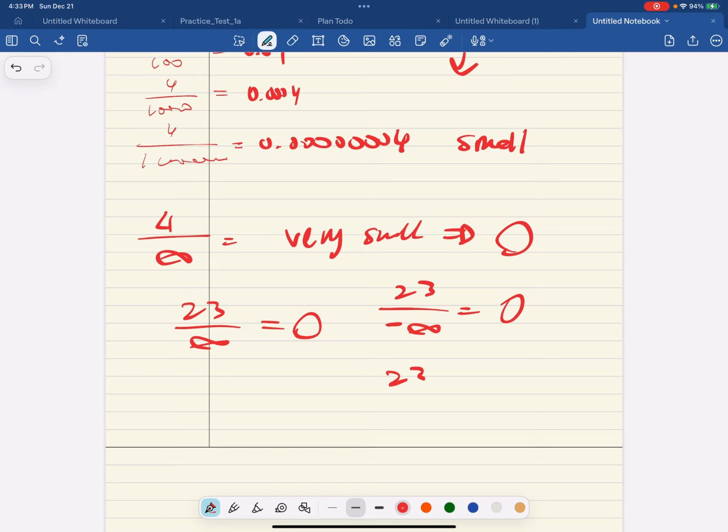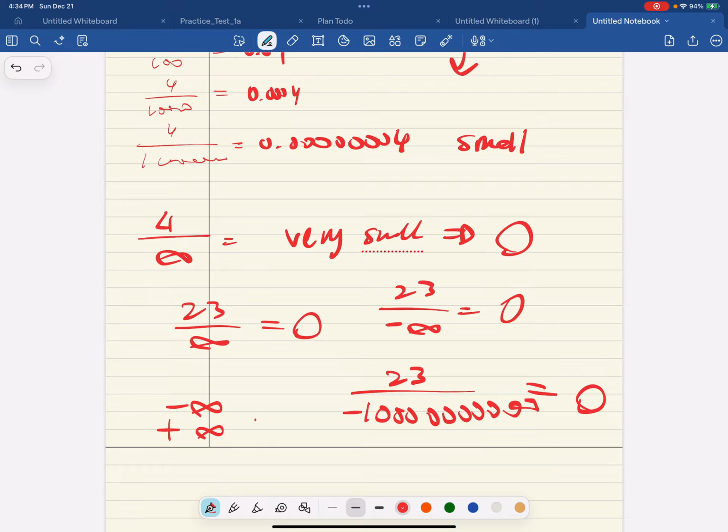Because if you divide 23 by negative 1 zillion, that's approaching 0 from the negative side, yes. That's approaching like negative 0.00000001, but that's basically 0. Either way, dividing by a negative or a positive infinity will always give 0.